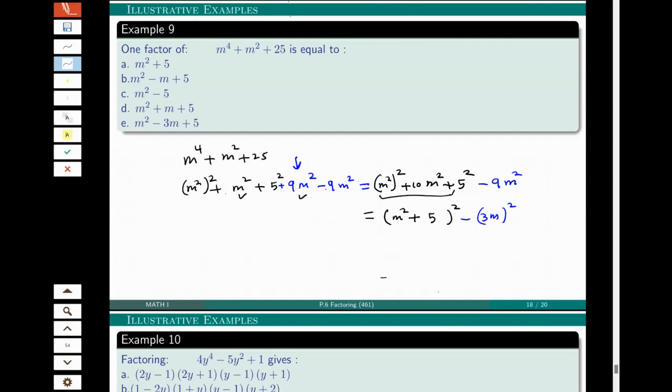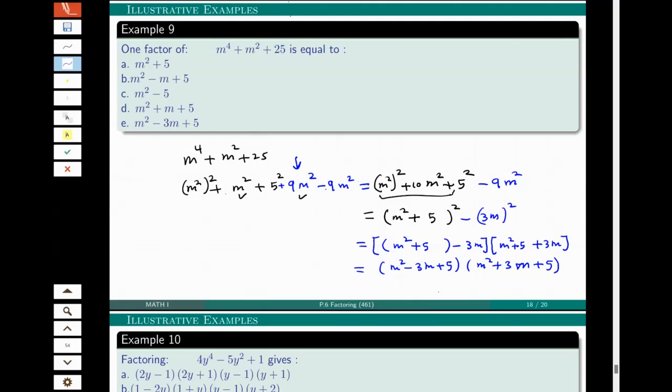فأضفنا الناقص، احنا نحتاج 10 حتى يصير مربع كامل وعندي واحد، أضفت 9 حتى يصير مربع كامل ونقصت 9 اللي هو في الحقيقة مربع كامل، فأصبحت فرق بين مربعين، فبيصير عندي هنا الأول ناقص الثاني. الأول هو الـ m تربيع زائد 5 والثاني هو 3m، والأول m سكوير زائد 5 زائد الثاني اللي هو 3m، فبيصير عندي هنا m سكوير ماينس 3m بلس 5 وهنا m سكوير بلس 3m بلس 5.